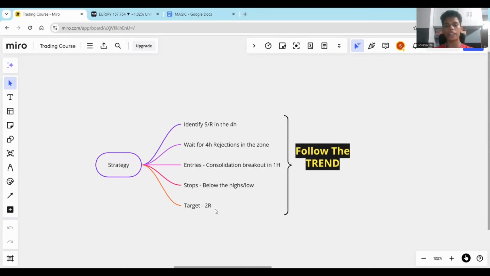And for our targets, we are simply targeting a 1:2 risk to reward ratio, which essentially means if we are risking $100 on a trade, we are aiming to make $200 on that trade. So to better understand this strategy, let's head over to the charts.